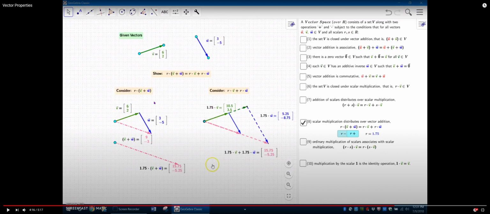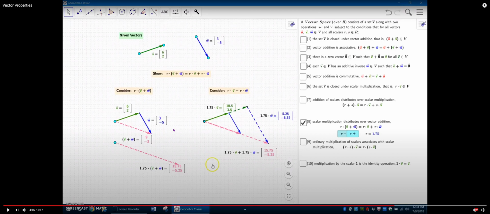So we look at the left-hand side here first. You add v to w first of all, and you get this pink arrow here, which is 9, minus 3. So v plus w gives you this pink arrow, and then you multiply by 1.75 to give you this longer pink arrow here.